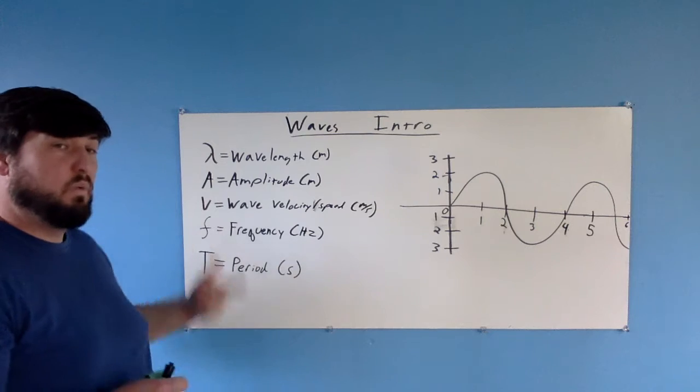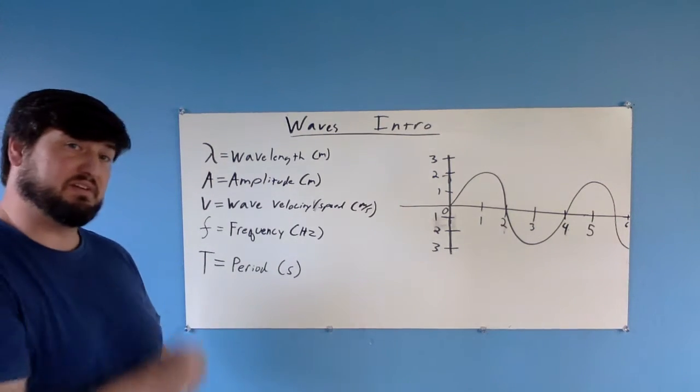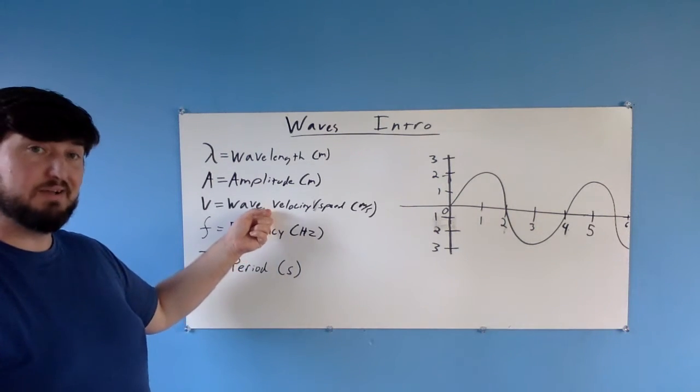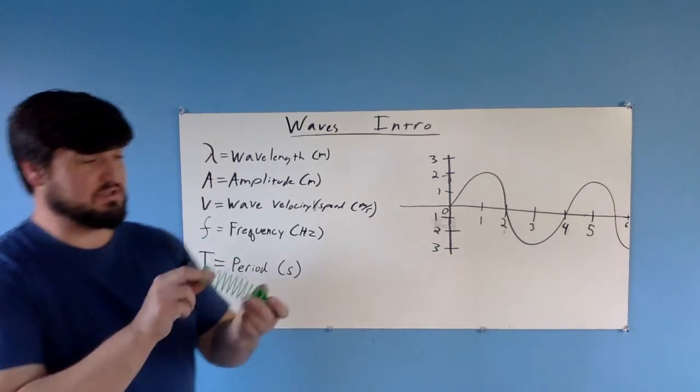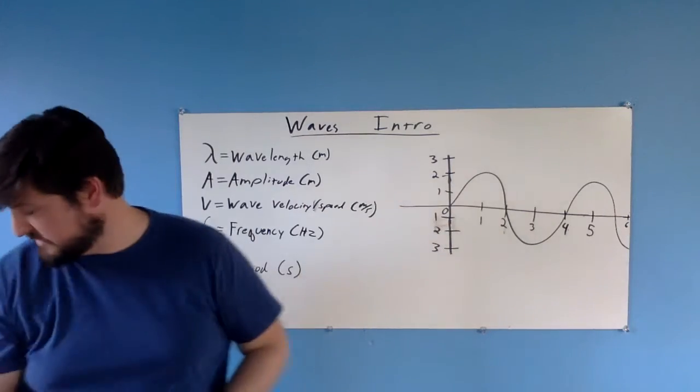Because it turns out waves are really just oscillations that are traveling at a speed, which is why they get that velocity, okay? It's no longer an angular speed. This is actually a straight line speed. This wave is actually going to travel some distance as it goes, right?